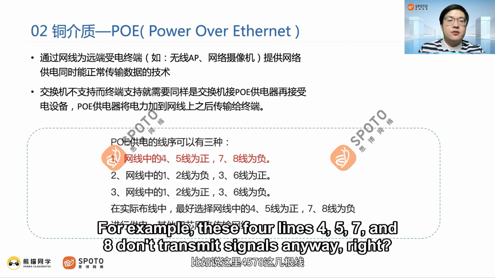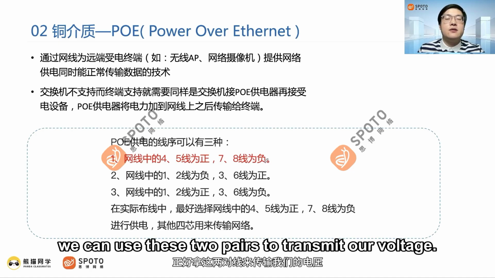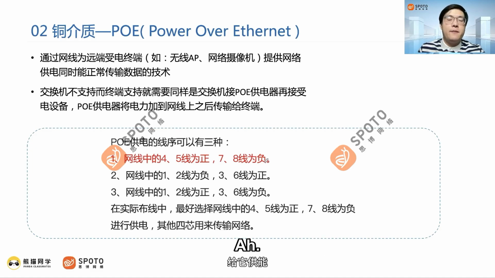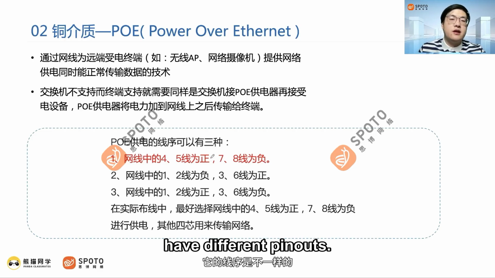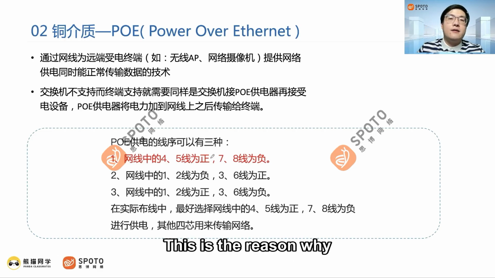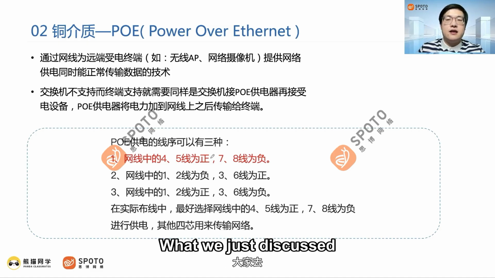For example, these 4 lines, 4, 5, 7, and 8, don't transmit signals anyway. Under that scenario, they don't transmit, so at this time, we can use these 2 pairs to transmit our voltage to power the device. Of course, different PoE standards have different pinouts. So when you're crimping, you can't just mess around. This is the reason why you need to memorize. What we just discussed is our copper medium.